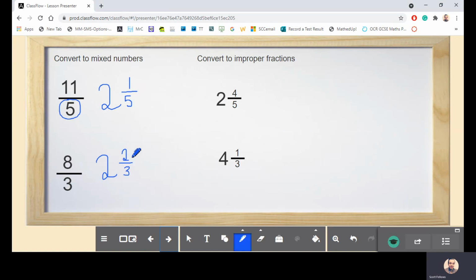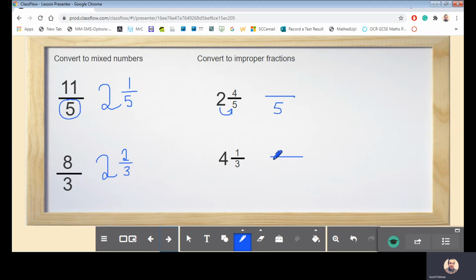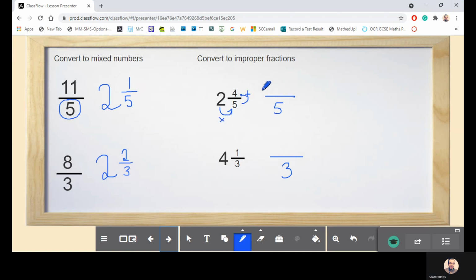Converting to improper fractions, the trick here is you do 2 times 5 first. So the bottom number, again, stays the same. The bottom number here will always be 5, and the bottom number here will be 3. So you do the big number multiplied by the bottom number, so 2 times 5, which is 10. Then you add on the top number, which is going to give you 14. 2 times 5 is 10. And then add on the top is 14. So 14 over 5. Again, for this one, you do times the big number by the bottom number, 4 times 3, which is 12. Then add on the top number.